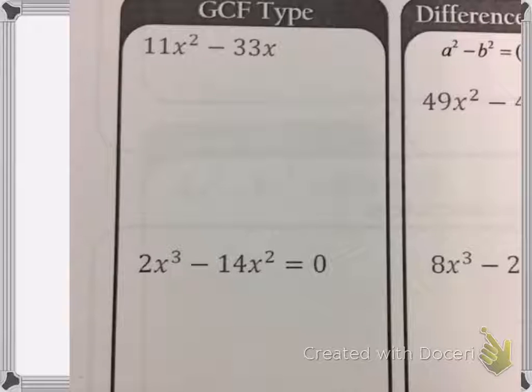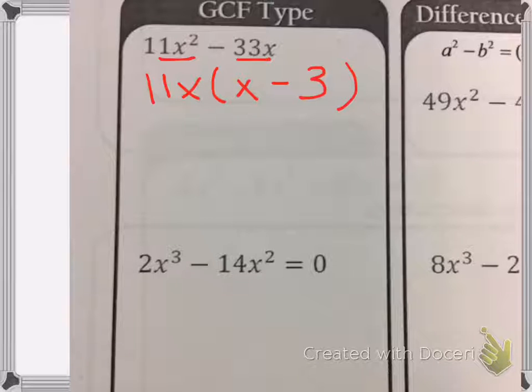This next type, again, is just greatest common factor. So again, look at your numbers and your variables and see what they have in common. Here I can take an 11x out. What do I multiply 11x by to get to 11x squared? That's x. What do I multiply 11x by to get to a negative 33x? That's a minus 3.